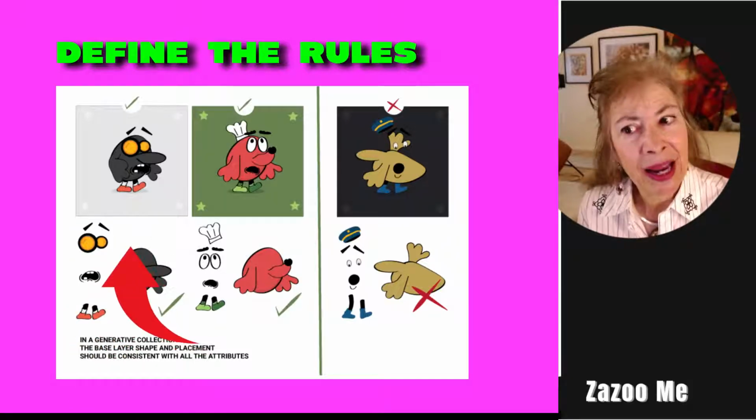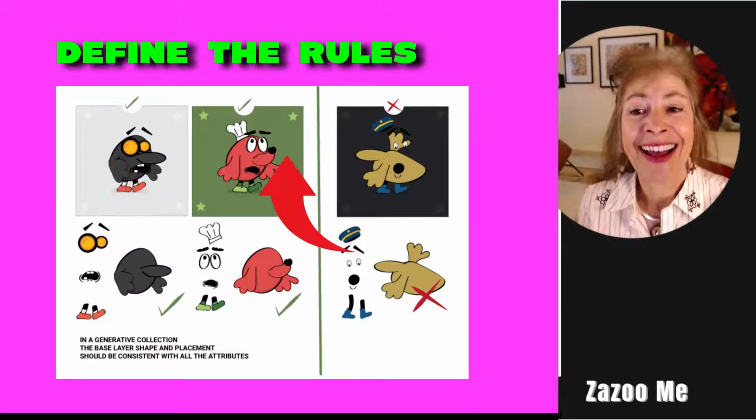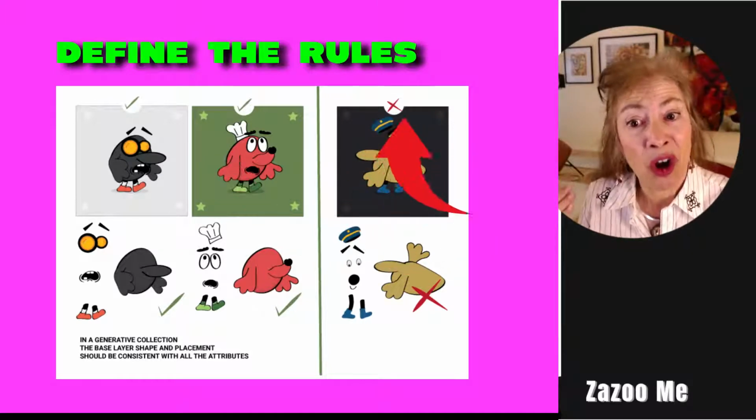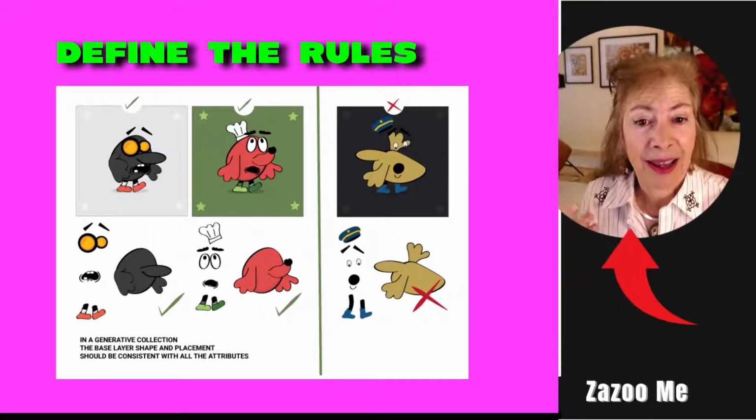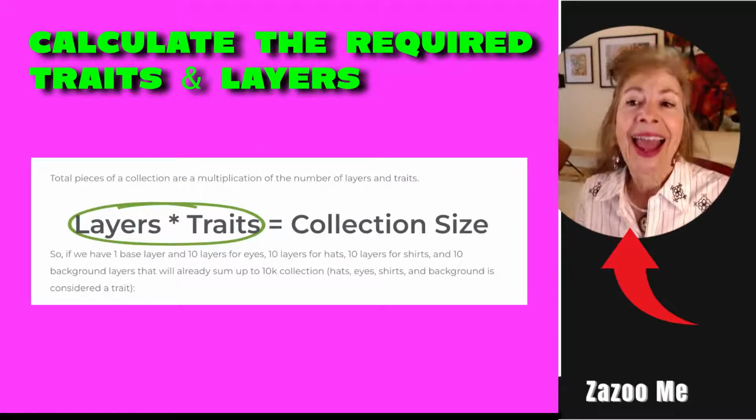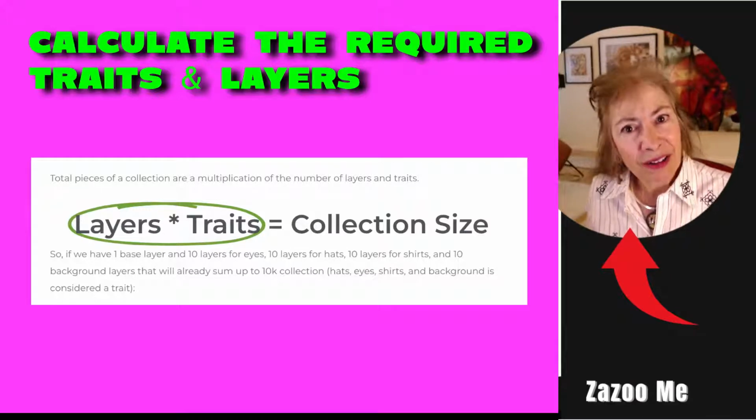So here's your base layer. Here are your attributes. You want them to fit perfectly on top so that they look perfect when it's completed, not bizarro like this. That's what you do not want to do. So you do have to be careful. How do you calculate the required traits and layers?